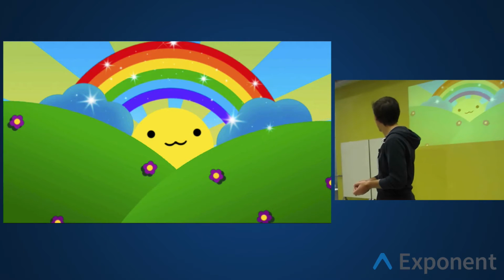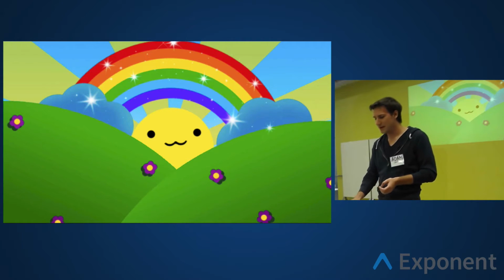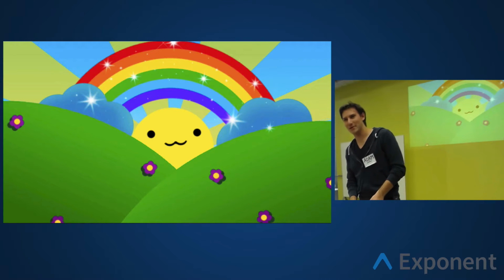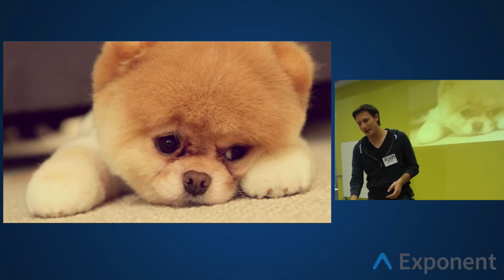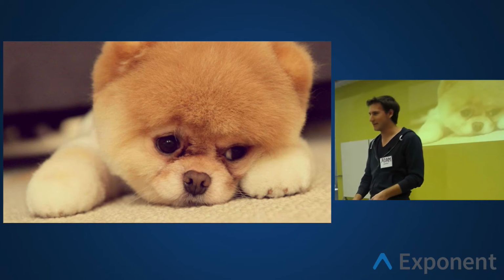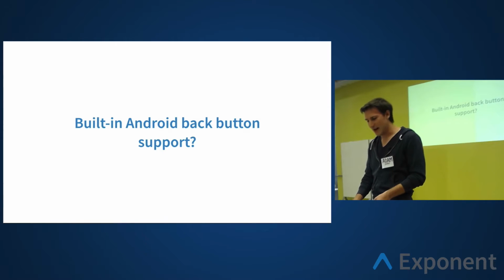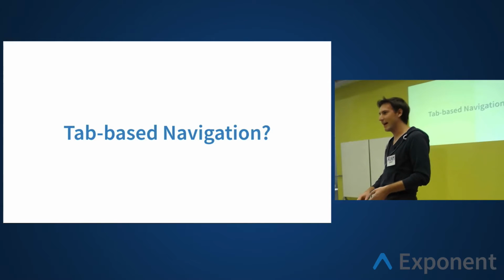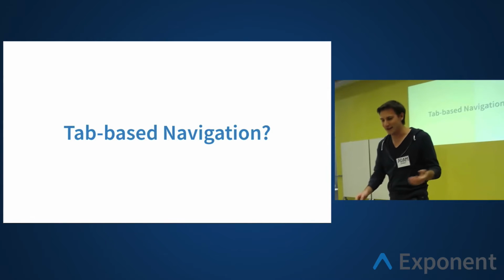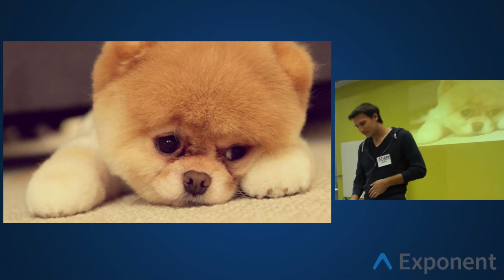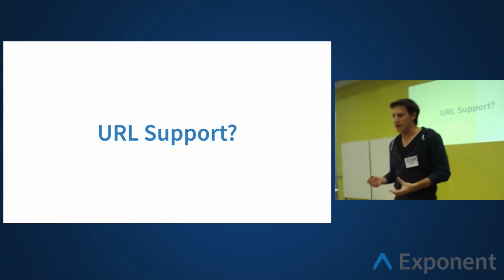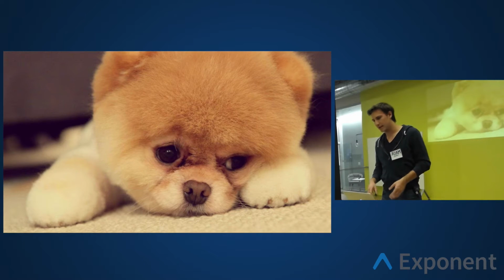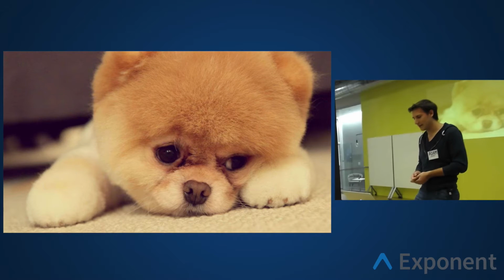But unfortunately, it wasn't all sunshine and rainbows. And I'm going to criticize your navigation library a little bit, James, but I love you. So, hard to customize animations. Boo was pretty sad about the hard to customize animations. Did it have built-in back button support? No, Boo was sad about that too. Did it have tab-based navigation? It couldn't handle that. You needed something like React Native Tab Navigator. It didn't have anything that let you do URL-based routing. You had to implement something like that yourself.